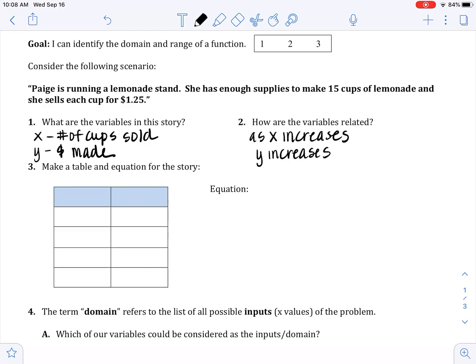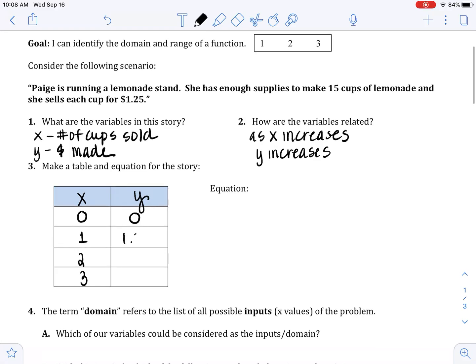Make a table and equation for this story. So we'll put X values, Y values. Okay, so let's go through what she can sell. She can sell 0 cups. She can sell 1, 2, 3, so on and so forth, all the way up to 15 cups. If she sells 0 cups, she makes no money. She has no initial money, so she'll have no money. 1 cup, she'll have $1.25. 2 cups, $2.50. 3 cups, $3.75.